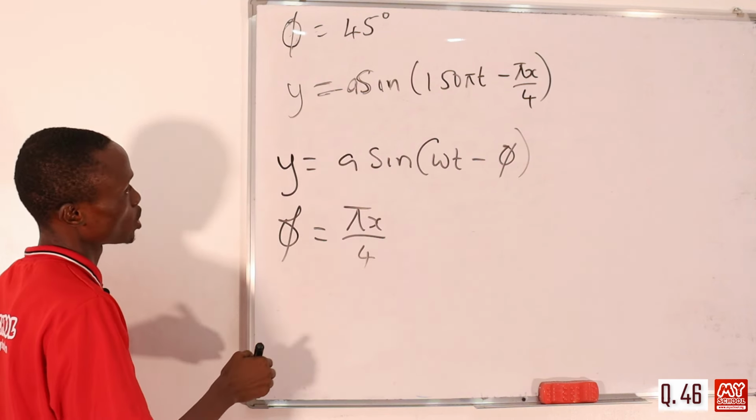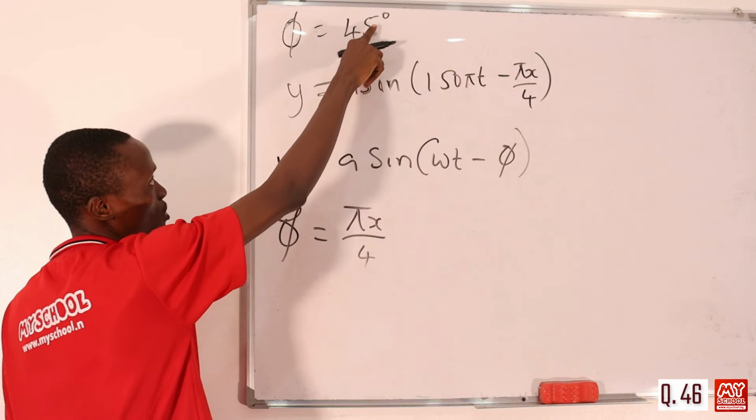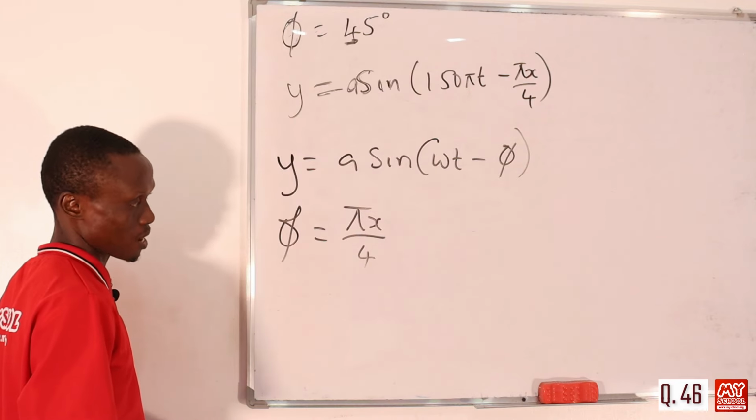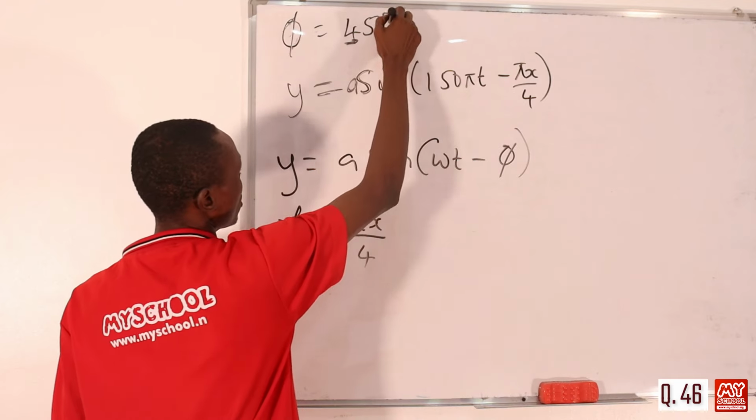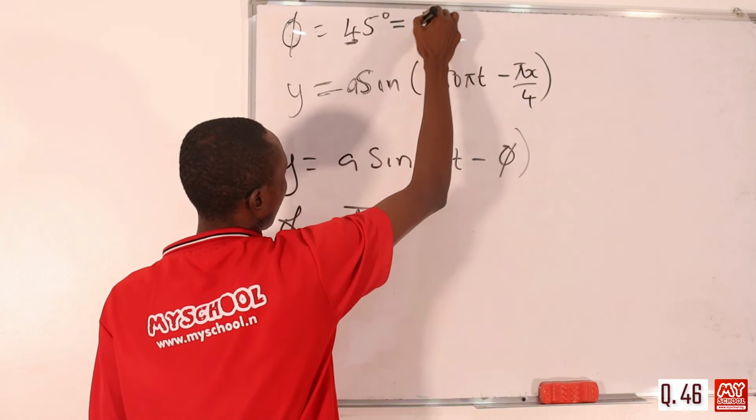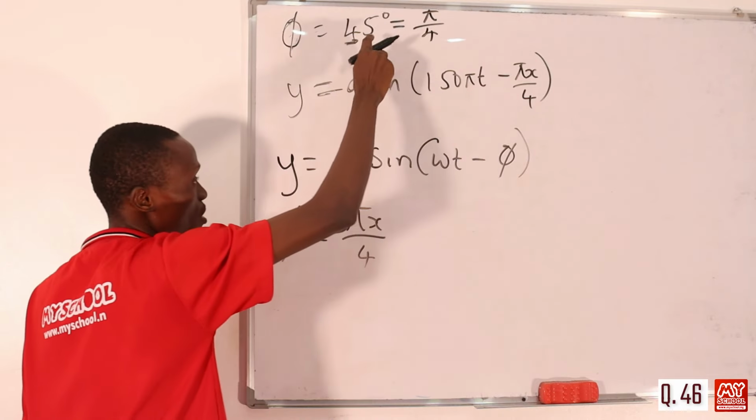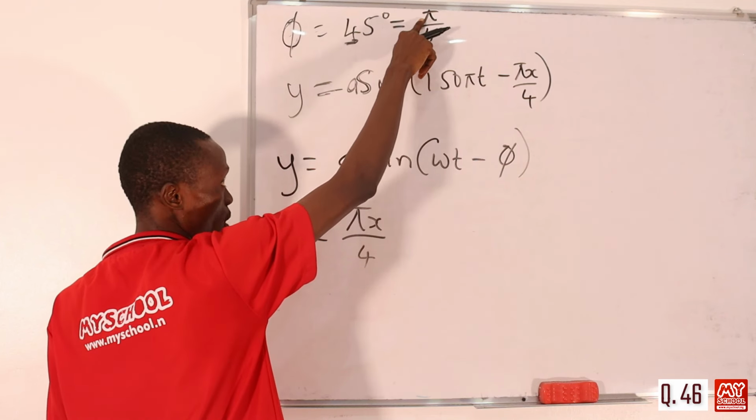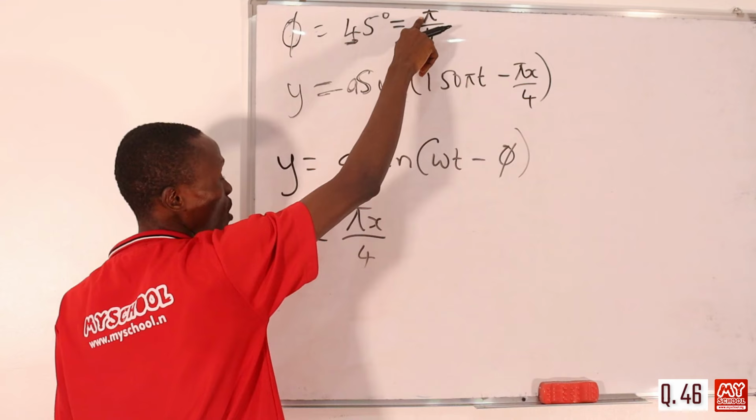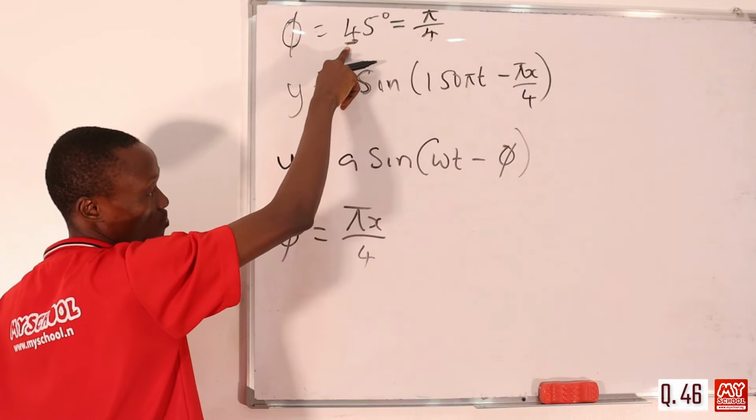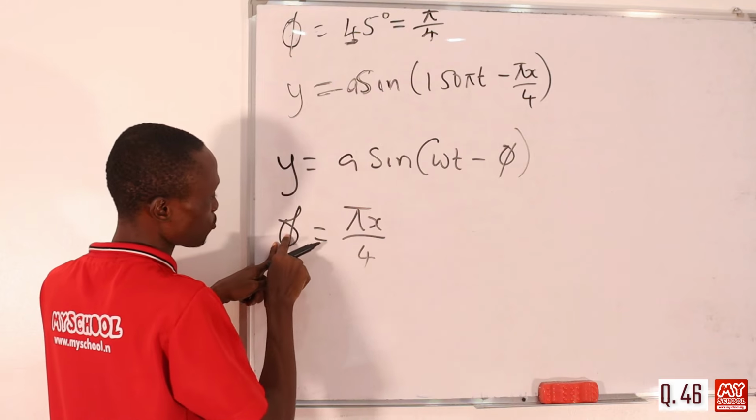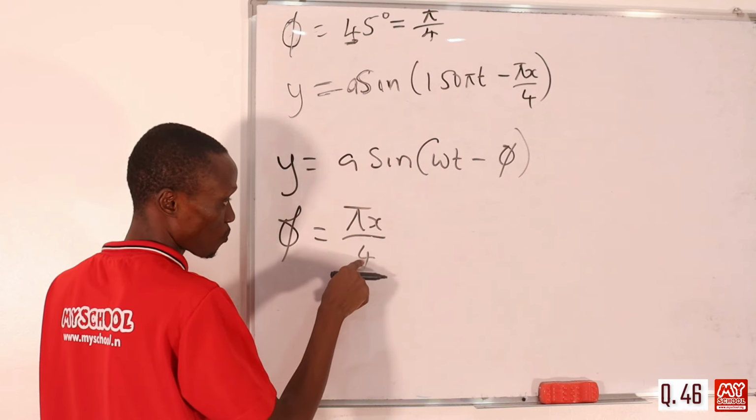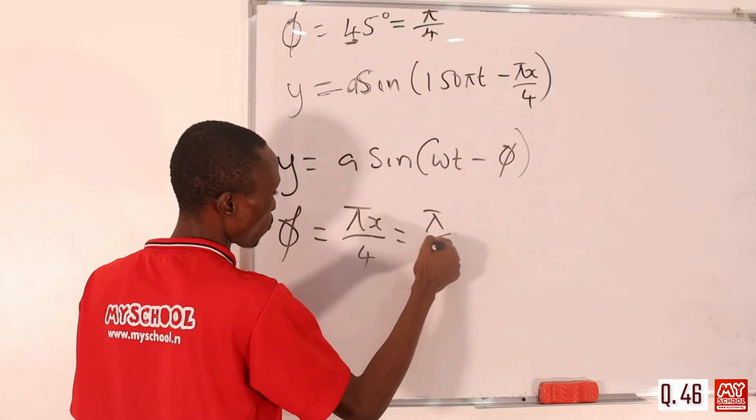But remember, in this question we're told that the phase difference is equal to 45 degrees. So in this case we have to convert this 45 degrees to radians. If we do that, this 45 degrees is equivalent to pi all over 4, because in radian 180 degrees is equal to pi. If we divide 180 degrees by 4, that will give us 45 degrees. So since the phase difference is equal to pi all over 4, now our pi s all over 4 will be equal to pi all over 4.